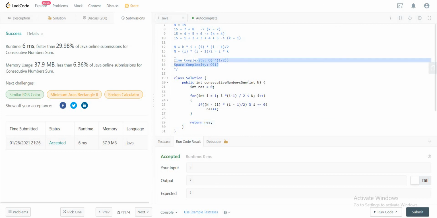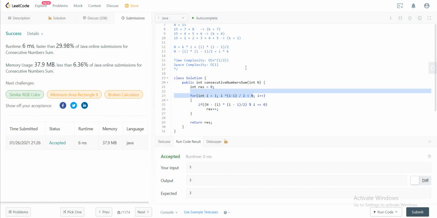So let's quickly look at the space and time complexity of the solution. The space complexity is 1 since we're not really using any additional data structure. The time complexity of the solution is square root of n. The reason is that we're not iterating through all of the values until n, but only till the square root of n. Sorry, I meant square root of n.